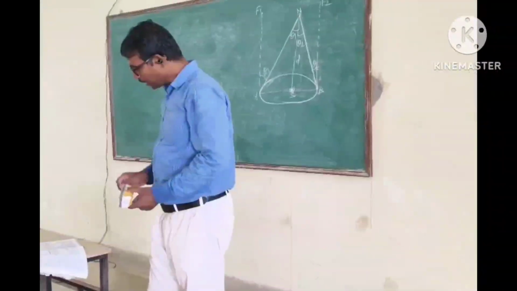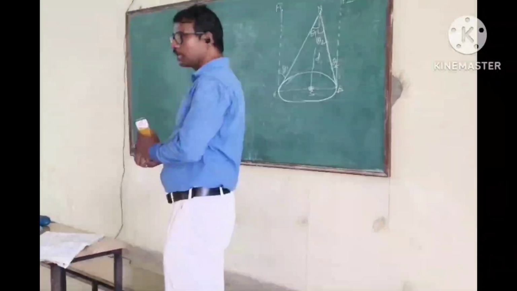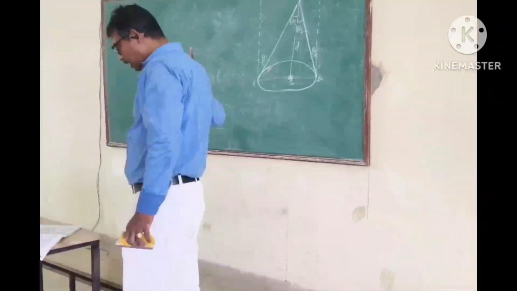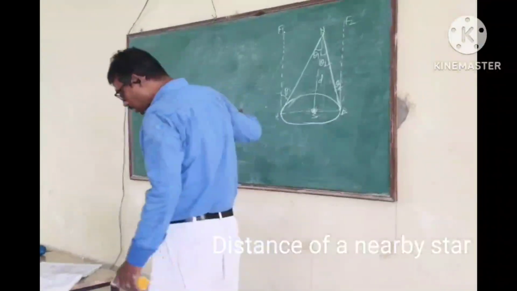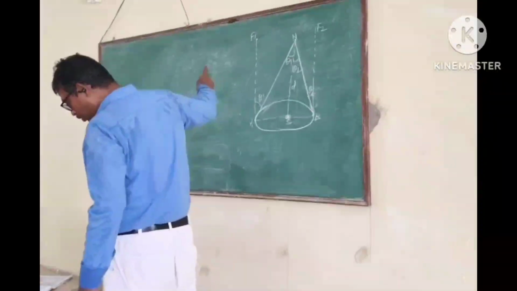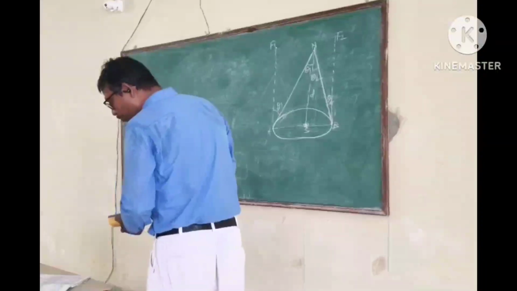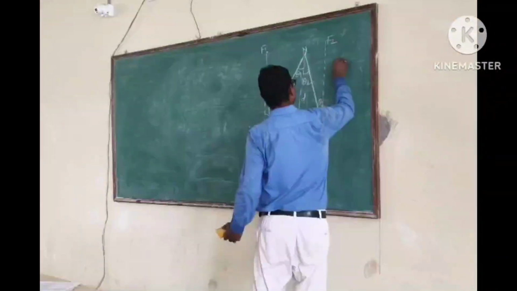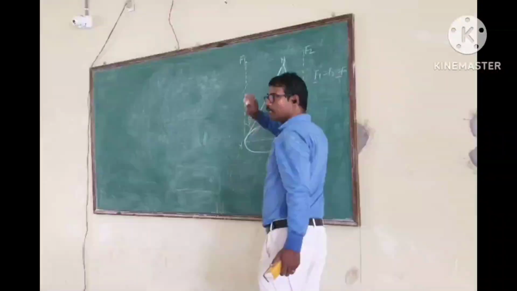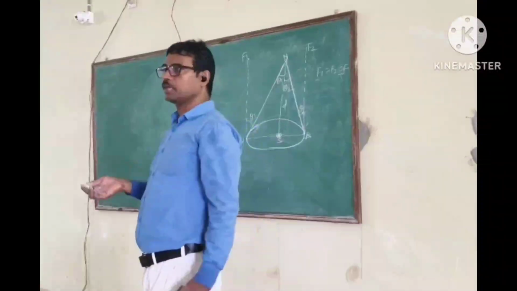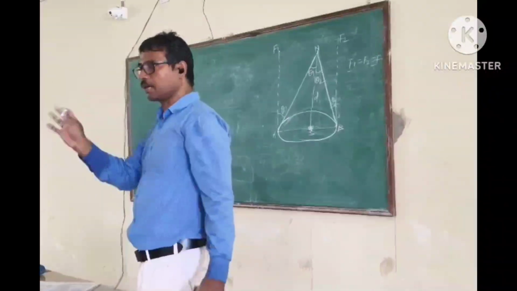Now you listen first. See the figure, I am reading it just for better understanding. N is the nearby star whose distance D from the Earth is to be found. F is a far off star. Suppose you can consider F1 is equal to F2 is equal to F. So F1 and F2 are far off objects. N means nearby, F means far. Clear?